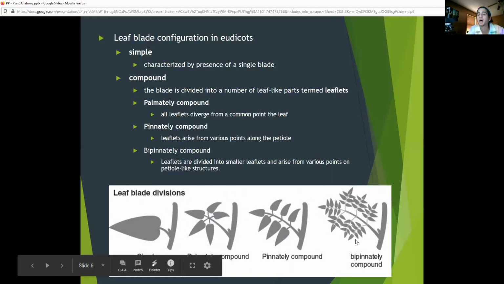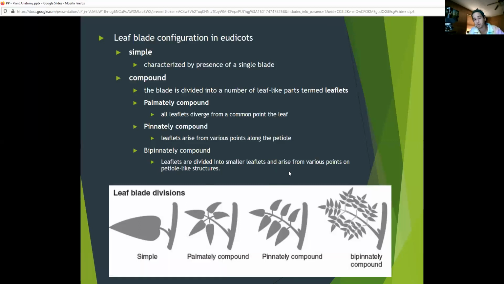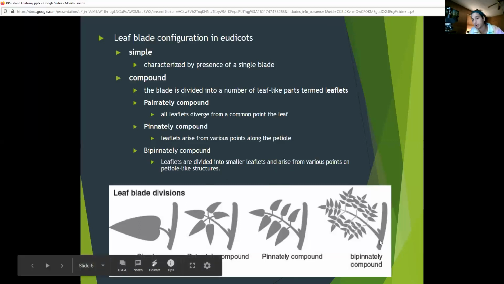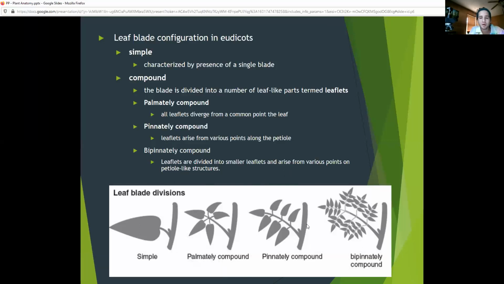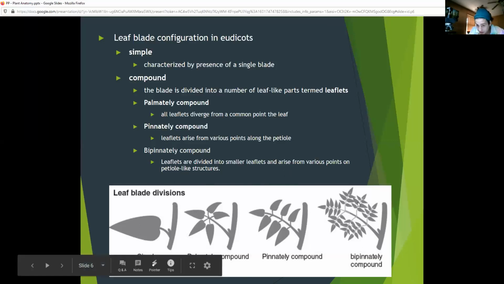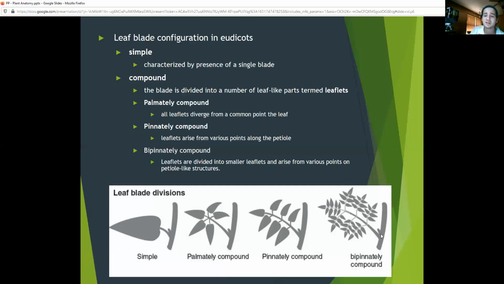There are also bipinnately compound leaf blade configurations, where leaflets are divided into smaller leaflets and arise from various points on the petiole-like structures. So we have our one long stem, and stems branching off of them with pinnately compound leaves, it appears, but there aren't axillary buds right there. The axillary bud is way back here. A good example of that would be our mimosa or silk tree, or for you folks further west in Texas, a good example would be your mesquite trees.